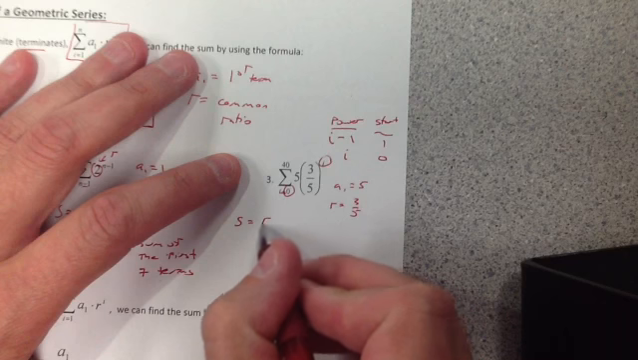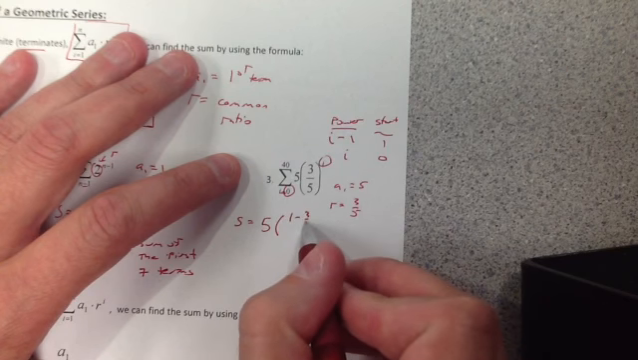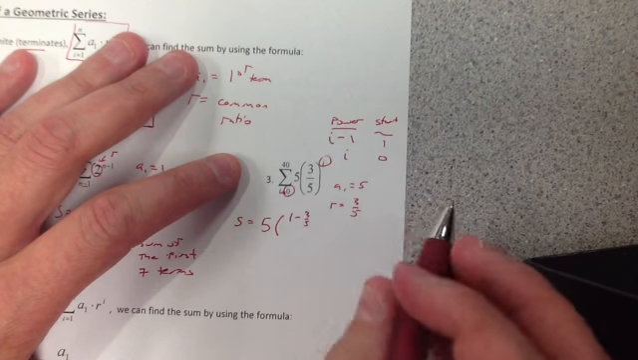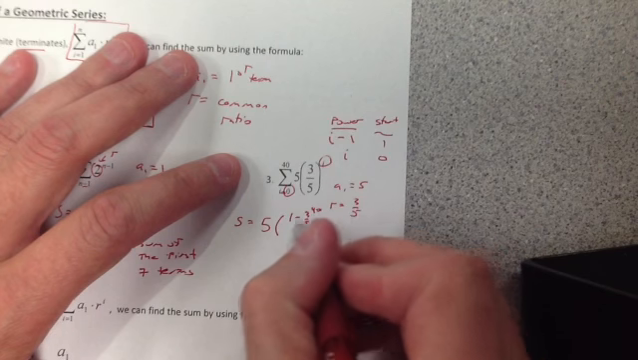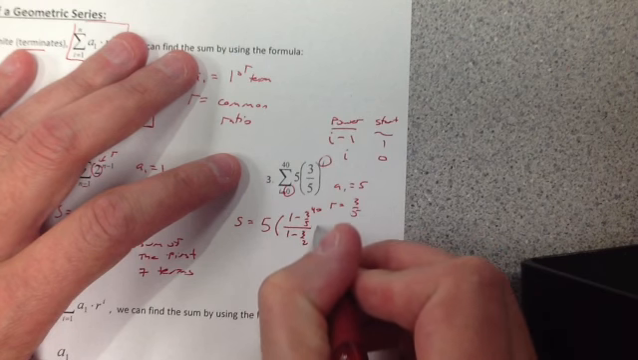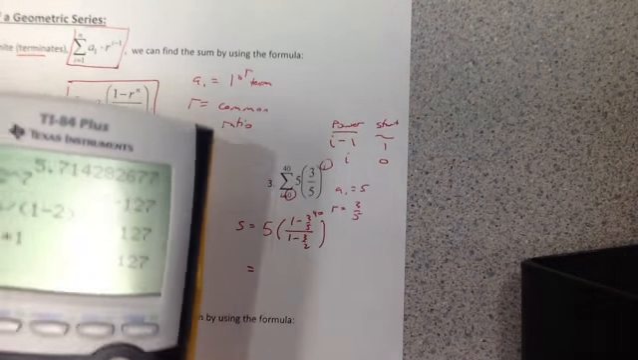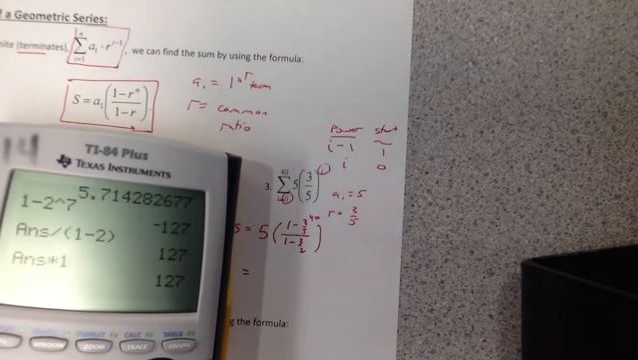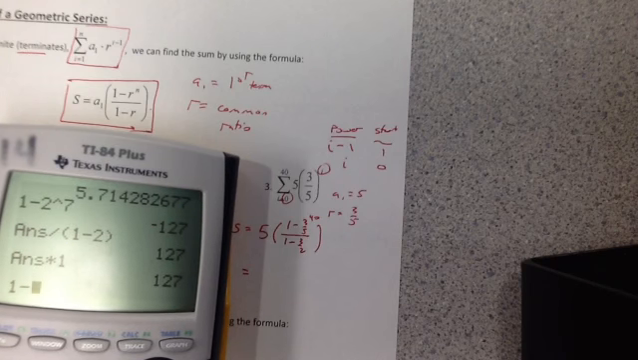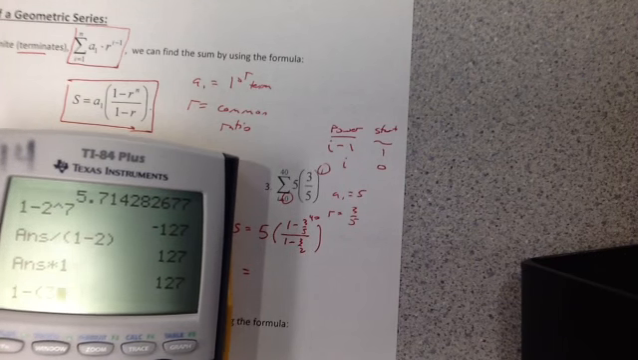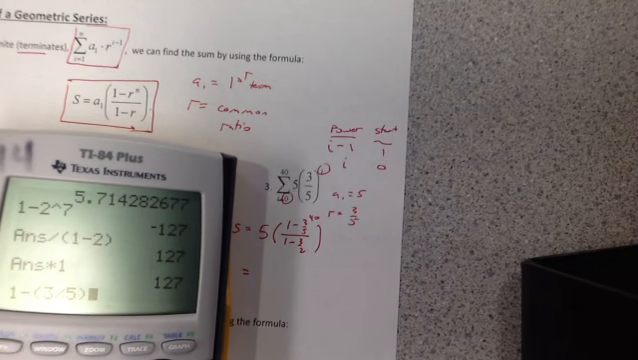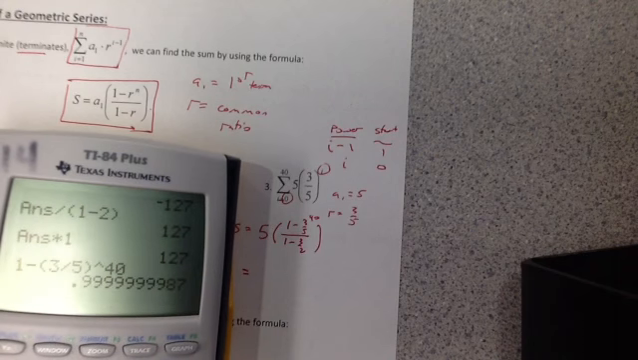I just plug it in. 5 times 1 minus 3 over 5 to the 40th over 1 minus 3/5. And we just type this in our calculator. 1 minus, now be careful, 3/5 you're going to put in parentheses, to the 40th, and then divide that by 1 minus, again in parentheses, 3/5.